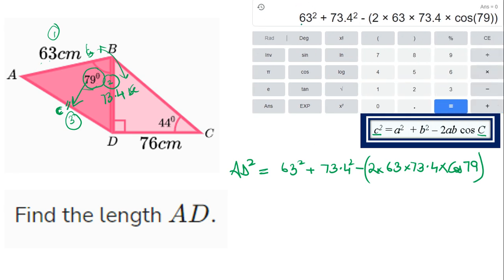Now, again, make sure that you have, first of all, set your calculator on degrees, because whenever you're dealing with sine, cos, tan, your calculator has to be on degrees unless and until the question says to find your answer in radians. That's when you will use this rad function. Otherwise, you always have to keep it in degrees. And then you write 63 squared plus 73.4 squared.